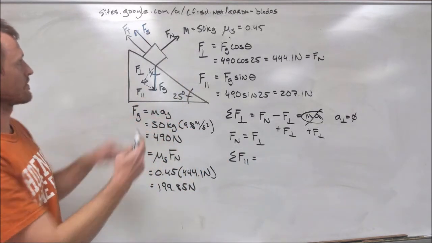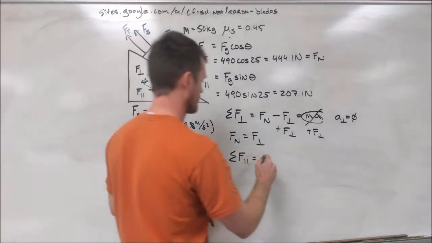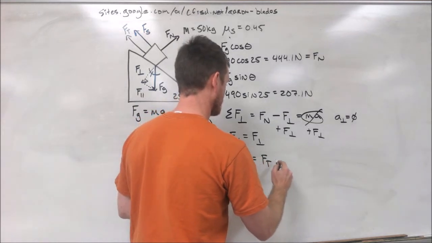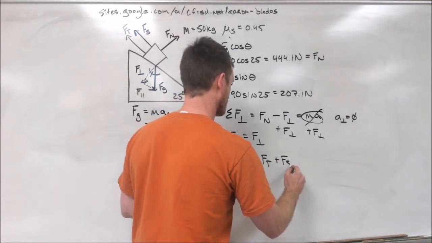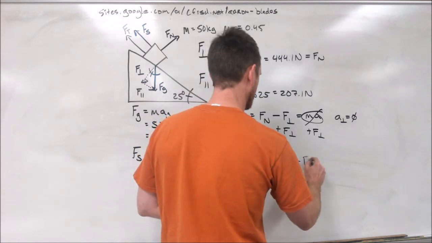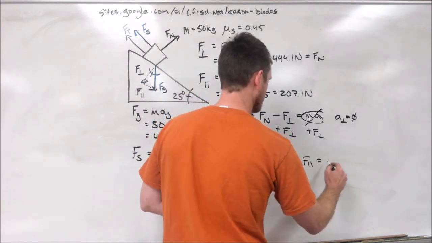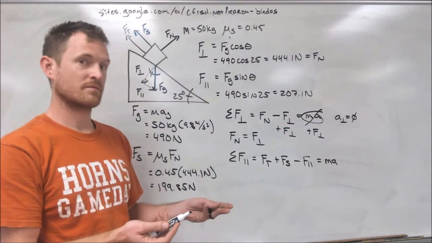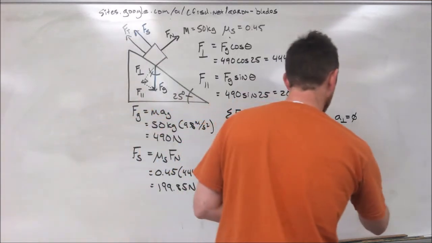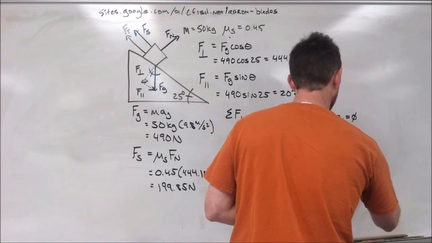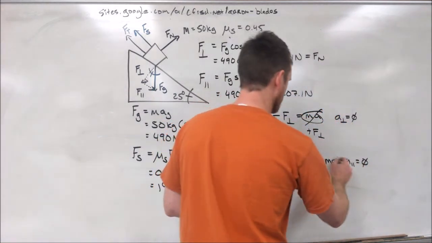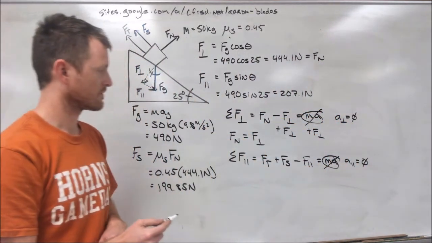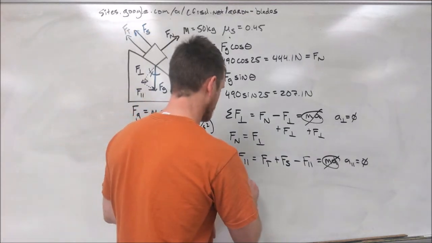Now let's go ahead and do our last summation equation, our parallel forces. Our sum of forces in the parallel direction are equal to F of tension, our rope holding the block up, plus our frictional force minus our force parallel, because they're in different directions, equals ma. And again, the problem statement says that we are intended to have no movement whatsoever along the surface of the block, so acceleration is 0 and m times a is 0.